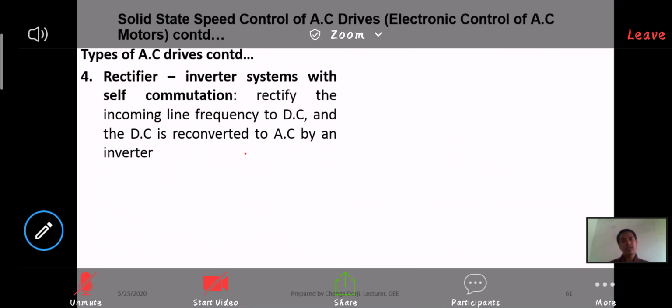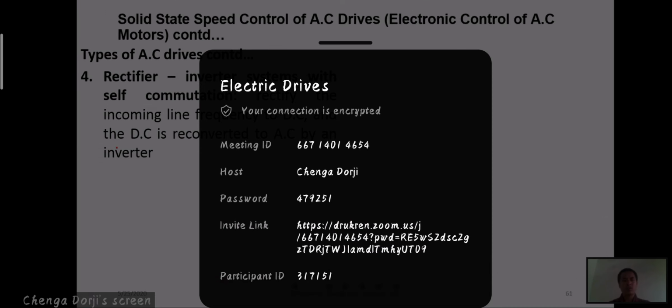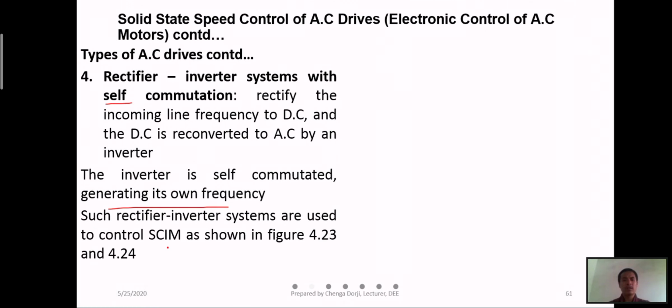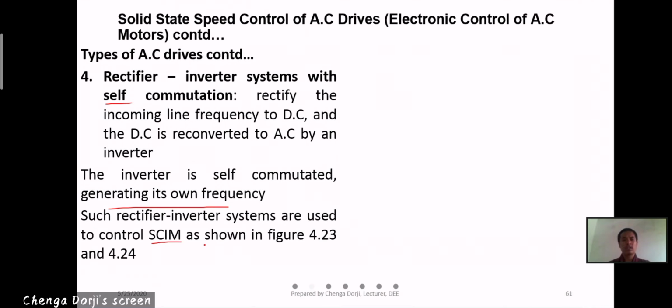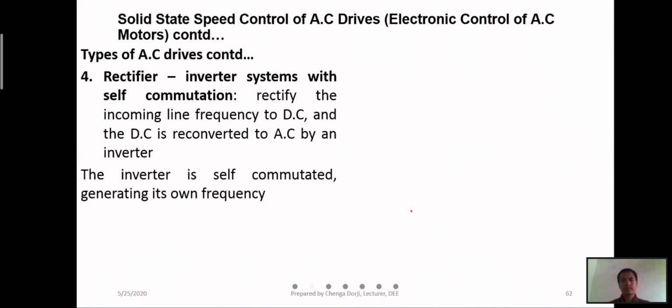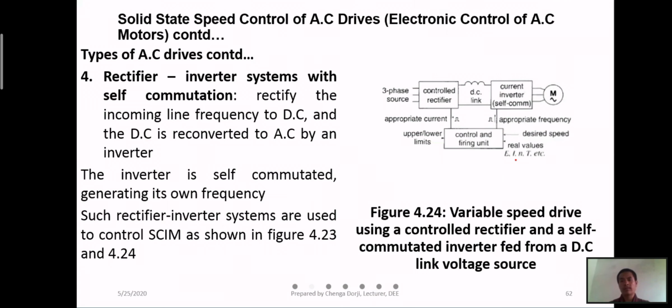Then another type is the rectifier inverter system with self commutation. It rectifies the line frequency to DC, the same thing, but the only difference is self commutation. This inverter is self commutated, generating its own frequency, and it is used with the squirrel cage induction motor. So that is self commutation.